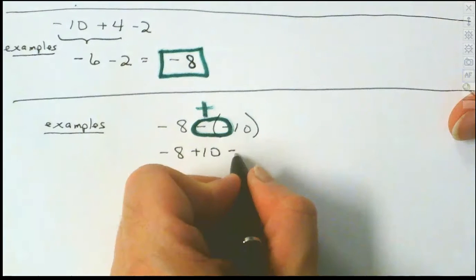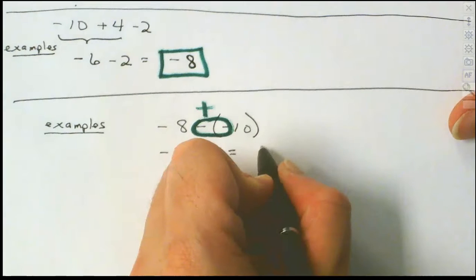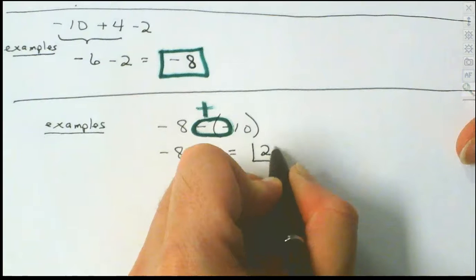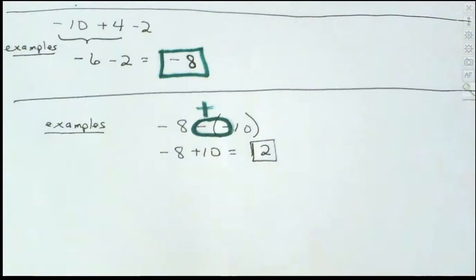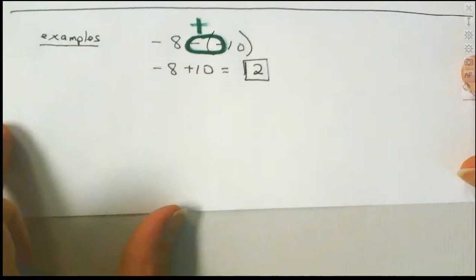And think about this again with money if you need to. We owe the bank $8. I deposit $10 in my account. And so that brings my final account balance to positive $2. And again, a lot of this might be review, and that's okay. We have to make sure we have a really good foundation for moving forward.